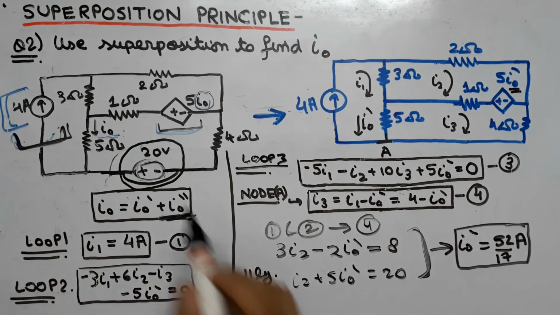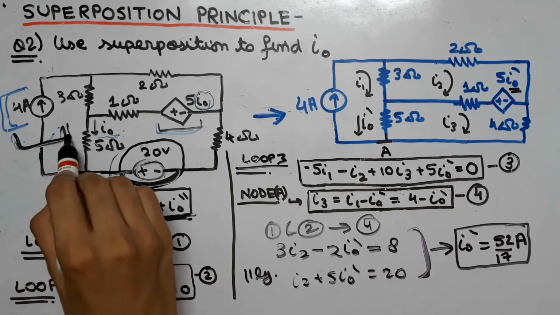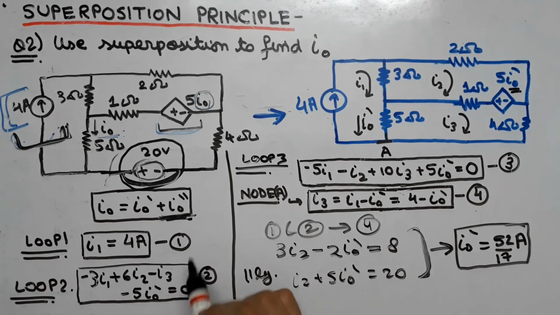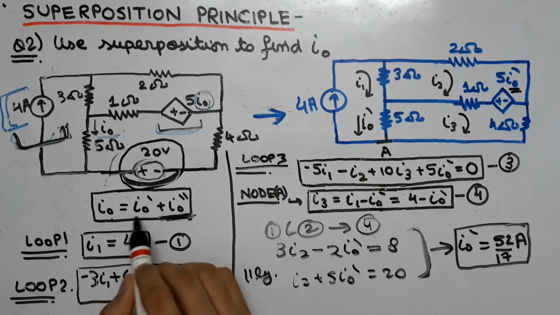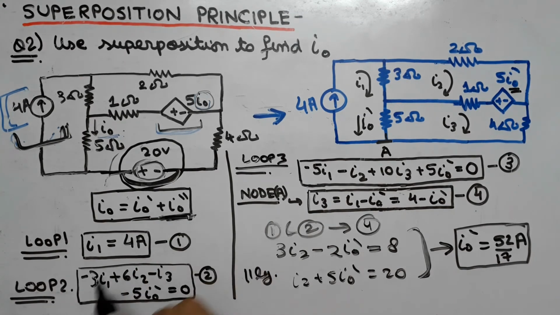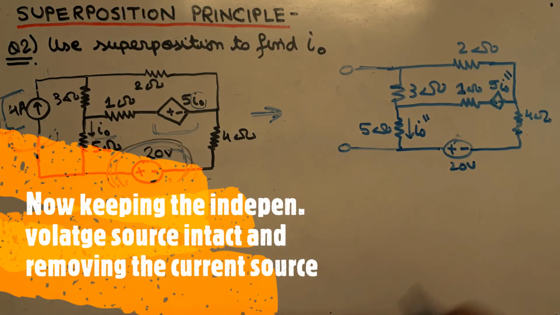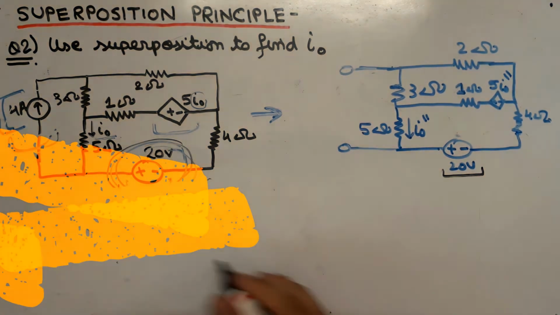From the second part, we will take this independent source and we will open this part of the circuit. From that we will get the value of I naught double dash. We will get the value of I naught by algebraically adding I naught dash and I naught double dash. So we will now draw the second equivalent circuit, keeping the voltage source intact and removing the current source.